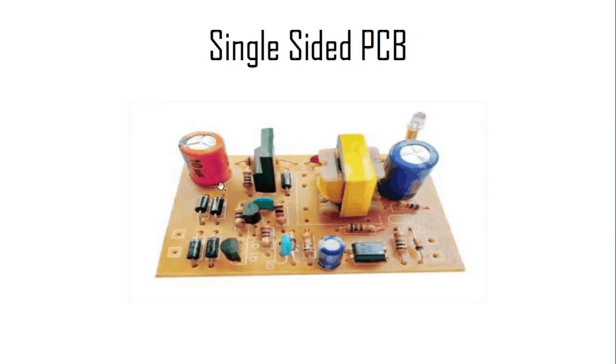In case of a single-sided PCB, we have all components on one side, usually on top, and we have only one layer of copper which is on the bottom side. So usually on a single-sided PCB we have through-hole components. The beauty of a single-sided PCB is that it is simple and cost-effective. That is why it is still in use in some SMPS applications.